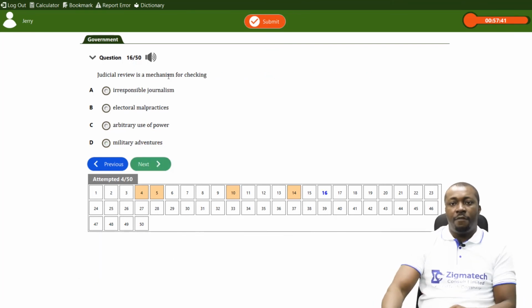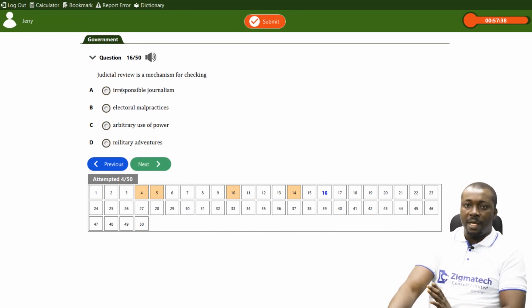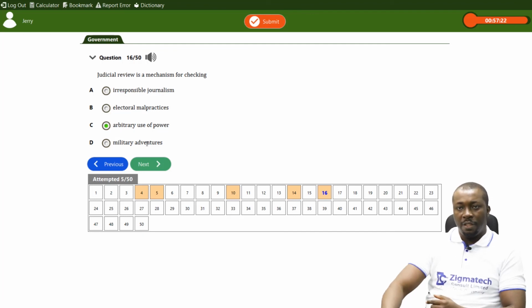Now, judicial review is a mechanism for checking, is it A, irresponsible journalism? It has nothing to do with journalism. Is it about electoral malpractices? No. Is it about military adventures? No, they can't stop the military from intervening. But it's about arbitrary use of power by the executive and the legislature.